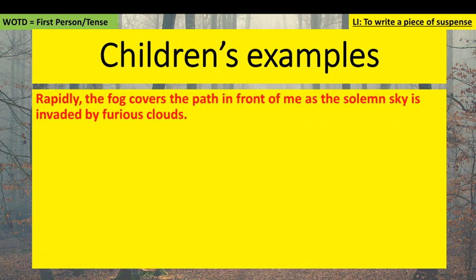Next sentence is: rapidly, the fog covers the path in front of me as the solemn sky is invaded by furious clouds. So we have our adverb sentence starter, we have our alliteration with solemn sky, and we have our pathetic fallacy, because they have given the clouds an emotion, those furious clouds. That is a type of pathetic fallacy where we're giving something a human emotion.